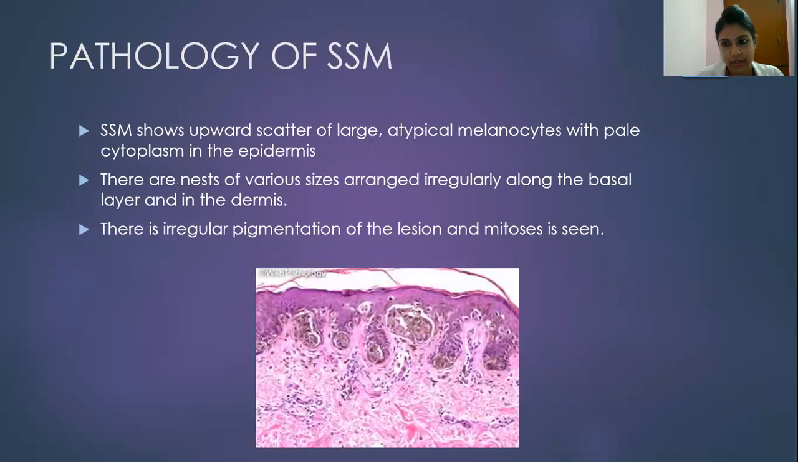The pathology of SSM shows an upward scatter of large atypical melanocytes with pale cytoplasm in the epidermis. There are nests of various sizes arranged irregularly along the basal layer and in the dermis. There is irregular pigmentation of the lesion and mitosis. So here we can see a lot of atypical melanocytes with pale cytoplasm inside the epidermis, and a lot of nests of cells along the basal layer.